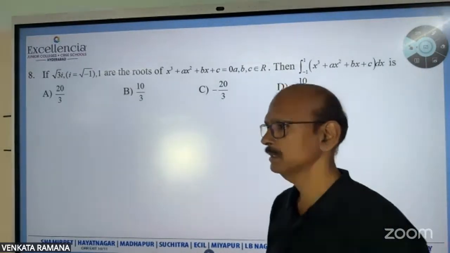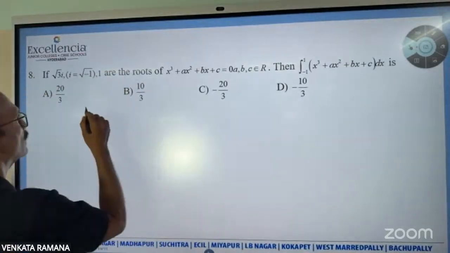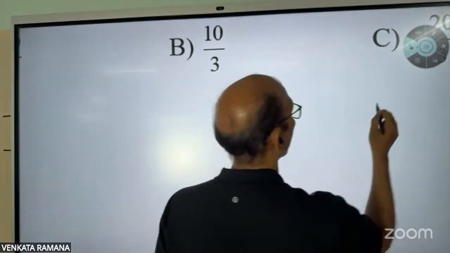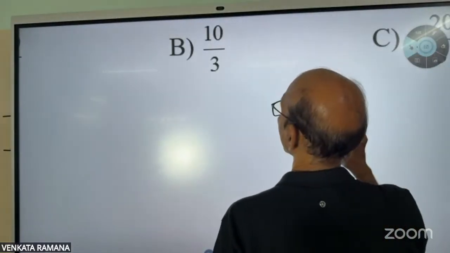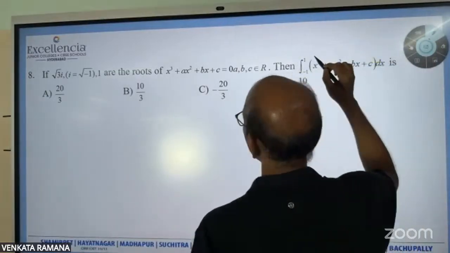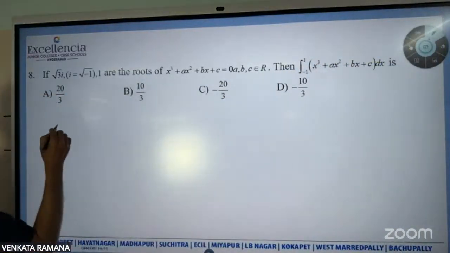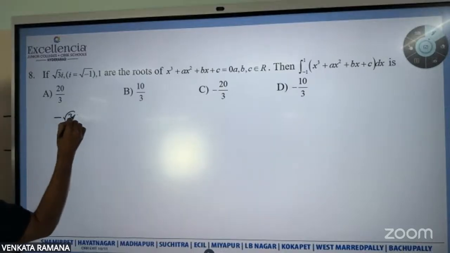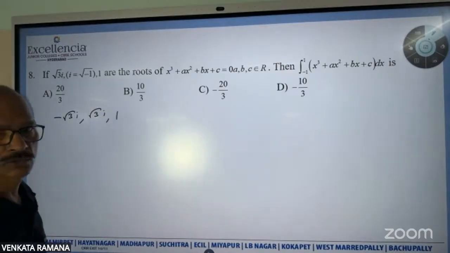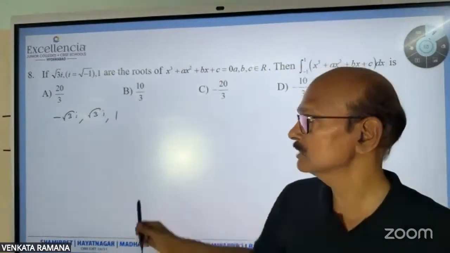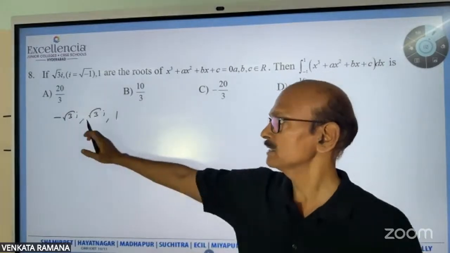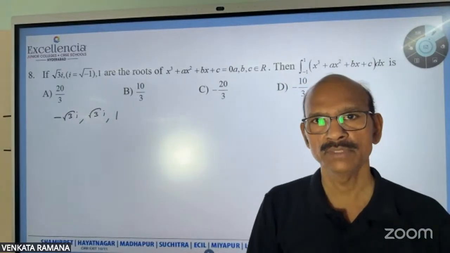Therefore, I will explain this one. First, what are the roots given? The roots are given by minus root 3i, root 3i and 1. These are the roots because imaginary roots come in conjugate pairs, as you already know. So therefore, minus root 3i, root 3i and 1 are the roots of the equation.